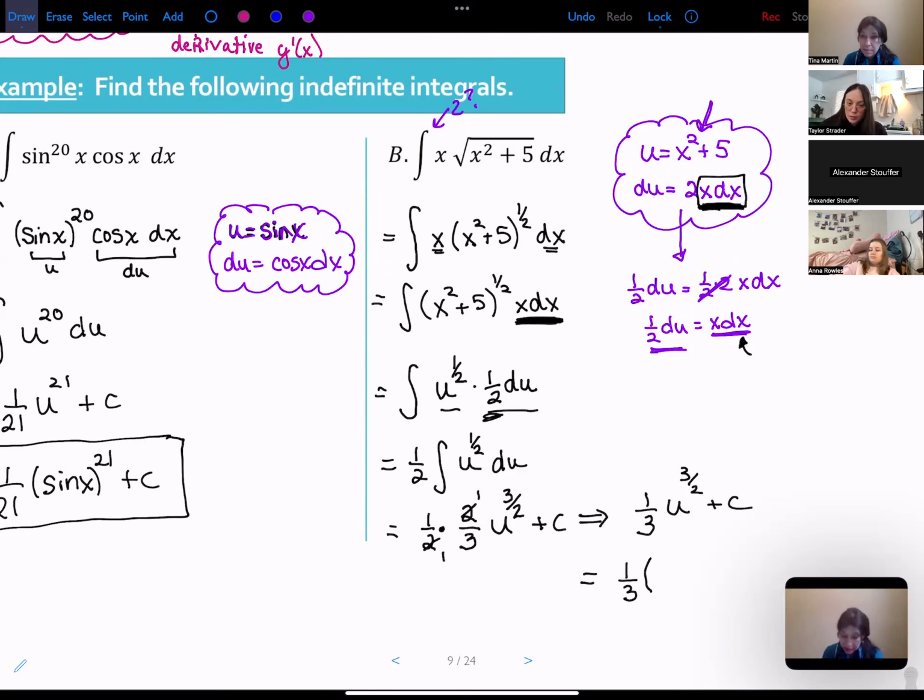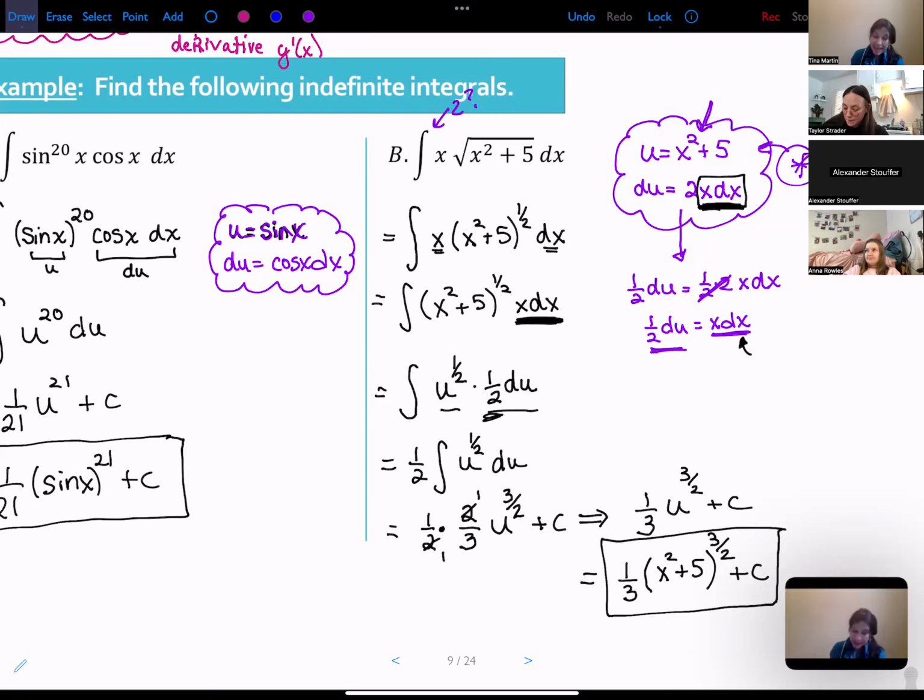1/3 times. I'm going to have Taylor help me out here now. So 1/3 times. Thank you, Alex. X squared plus 5. Okay, yes, there it is. Sorry, I lost it there for a second. Yep, you're right. U is x squared plus 5. Beautiful. And then the 3 gets raised to the 3/2. Thank you. Plus C. Thank you, Taylor. Thank you, Alex. That was gorgeous.